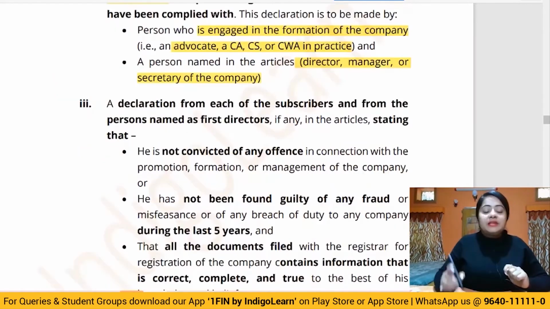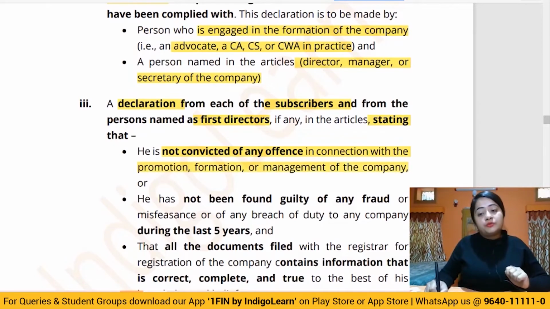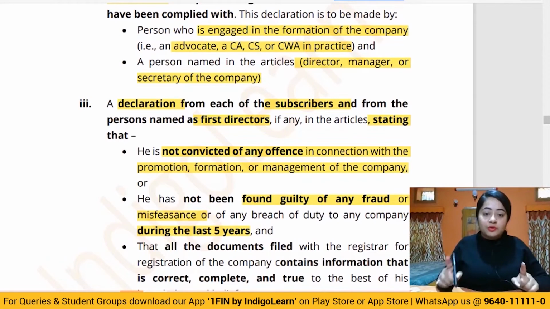What is next? There is one more declaration that has to be filed. This declaration has to be filed by the first directors of the company and the subscribers. They will have to state in this declaration that they are not convicted of any offense in connection with the promotion, formation, or management of the company. So that means while formation of the company or any of the previous companies, they are not convicted of any offense. Along with that, they will also have to state that they have not been found guilty of any fraud or misfeasance during the last 5 years. Okay, so that is the second part of this declaration. It will also have to be stated.